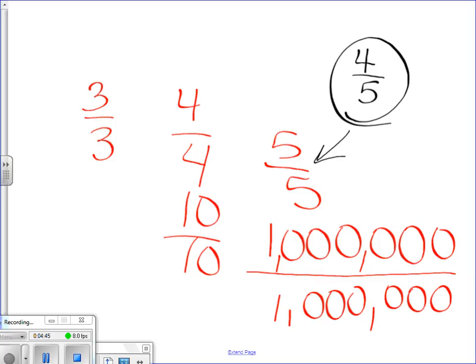That doesn't answer my question. How does that compare? Compare greater than, less than, equal to. Less than. How do you know? Because 4 is less than 5.